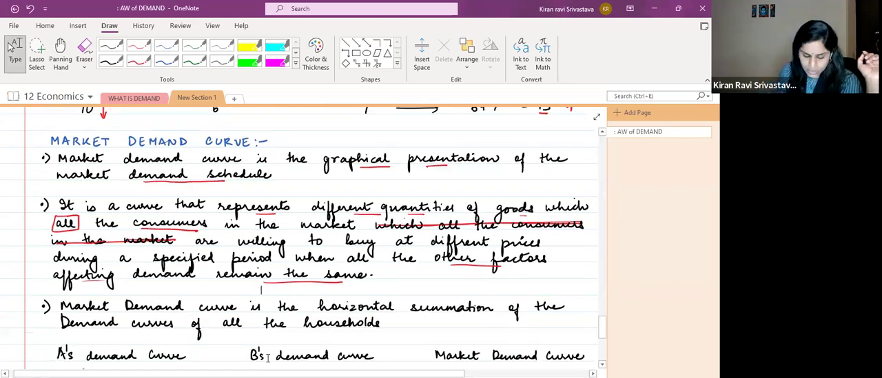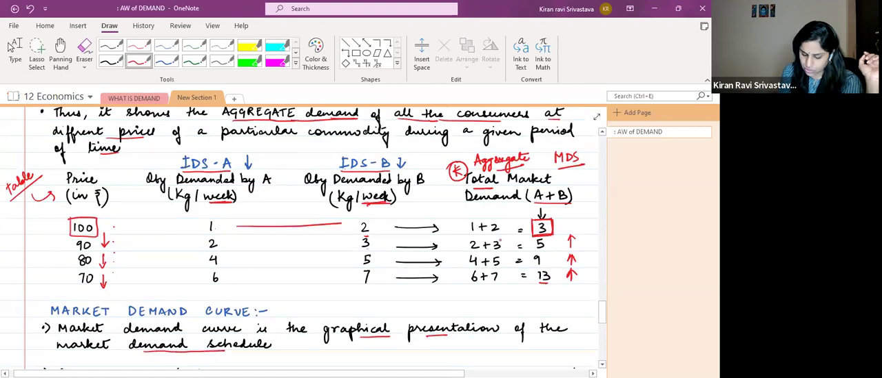So what is market demand curve? Market demand curve is a horizontal summation. What is horizontal summation? This is horizontal. So when we do 1 plus 2, we are adding 1 plus 2 and getting 3. 2 plus 3, 5. So this is horizontal summation. And this is vertical.